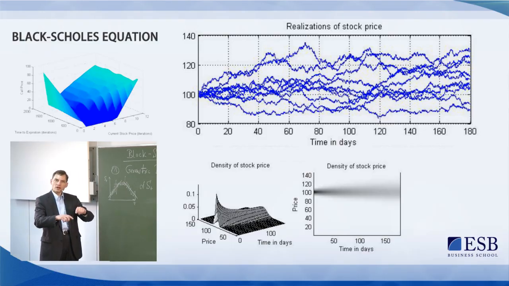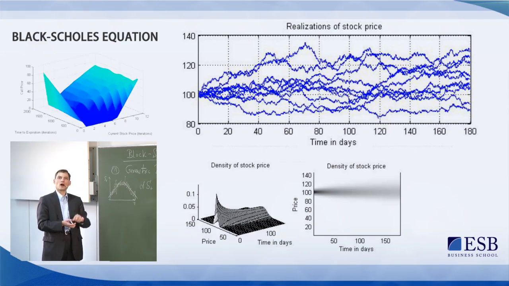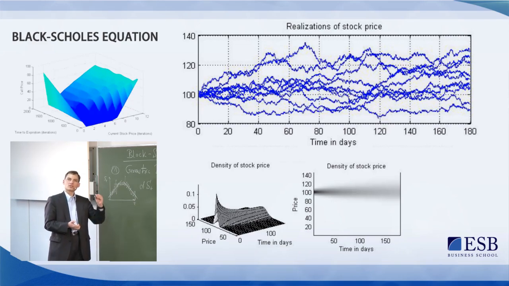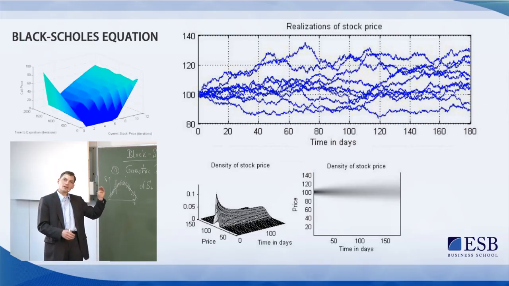On the bottom graph, on the right-hand side, you see the density of these simulations. And you see the stock price starts at 100, and then there's a density: at some times the stock price goes up, at some times the stock price goes down. The biggest density of the stock price movements up and down is around 100, the starting point.